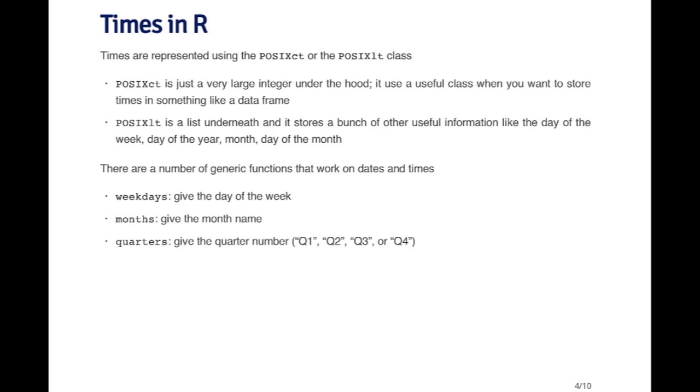And there are a number of generic functions that operate on both dates and times that you can use. Such as the weekdays function tells you what day of the week a given time or a given day is. The months function tells you what month that date or time is, and the quarters function gives you the quarter number. So, for example, Q1 would be January through March, Q2 would be April through June, etc. So these generic functions operate on objects of class POSIXct, POSIXlt, or Date.